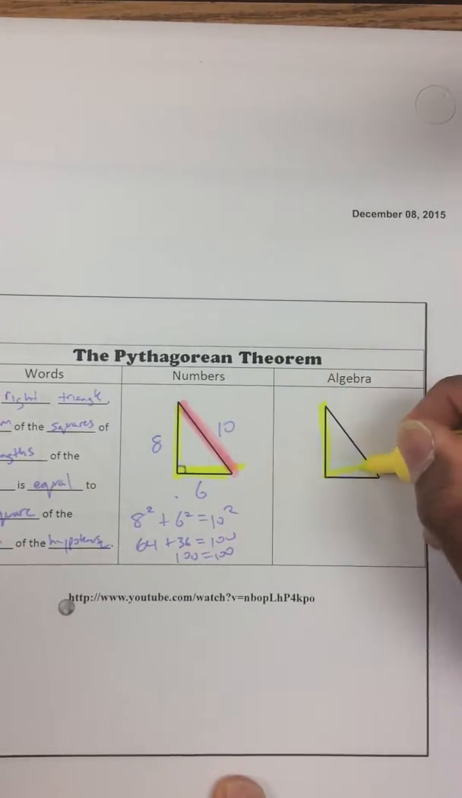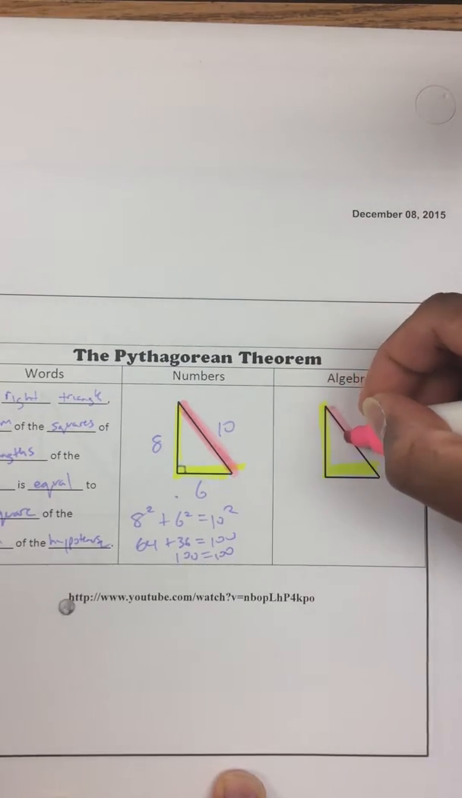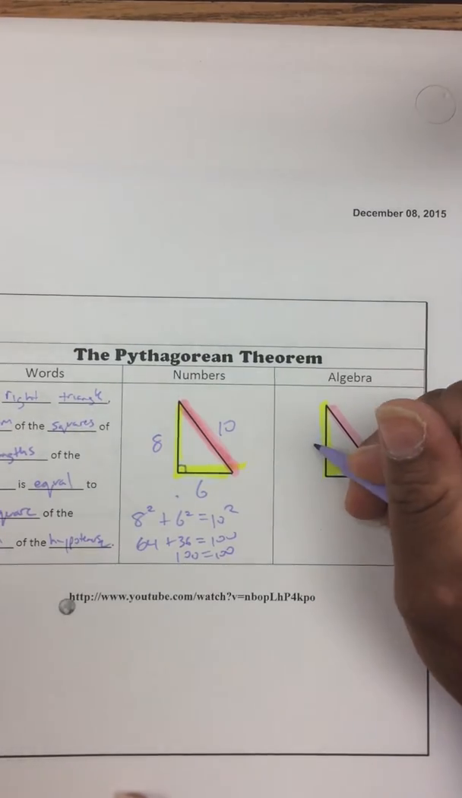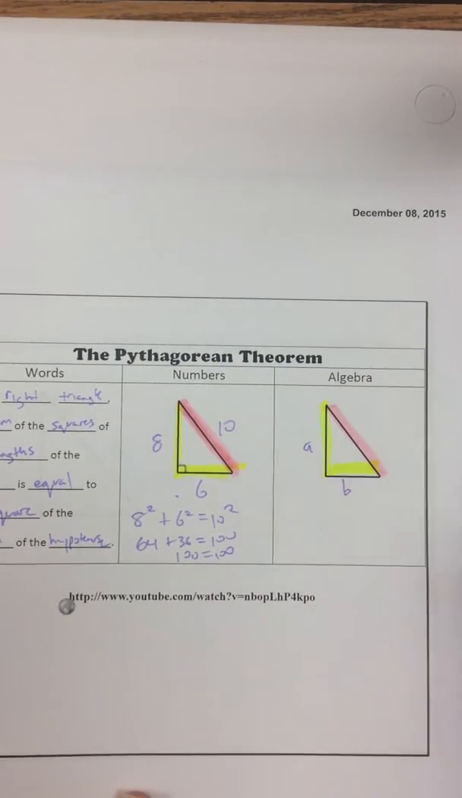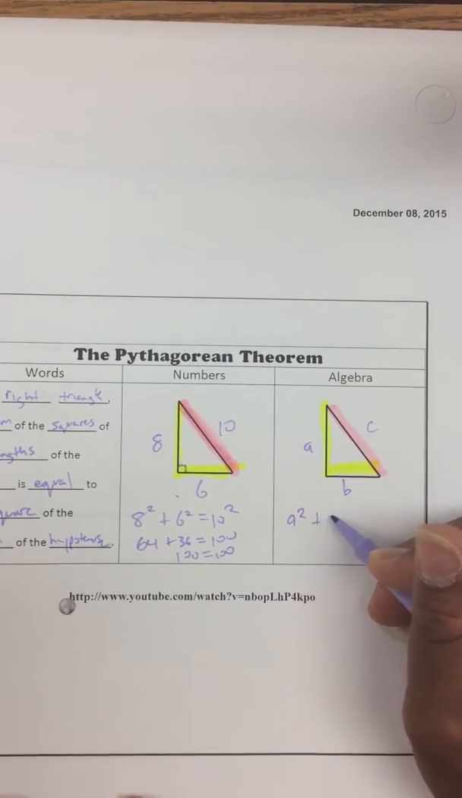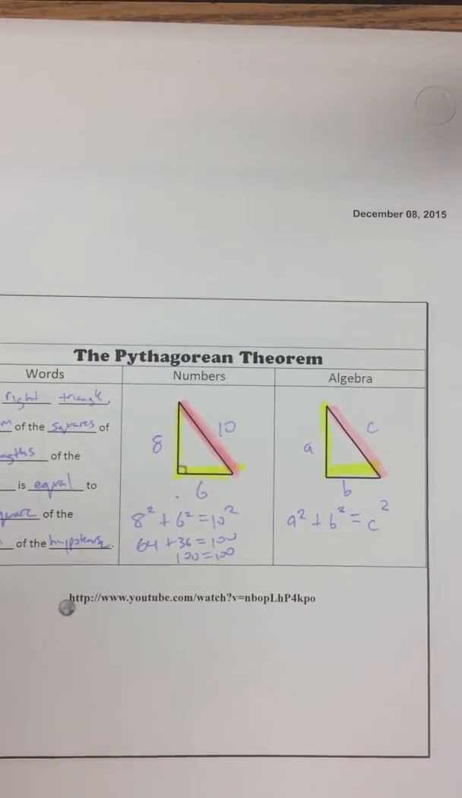And once again, we talked about those variables right there. The variable for the legs will be A and B, and the variable for the hypotenuse will be C. So that's A squared plus B squared equals C squared. And that's your formula.